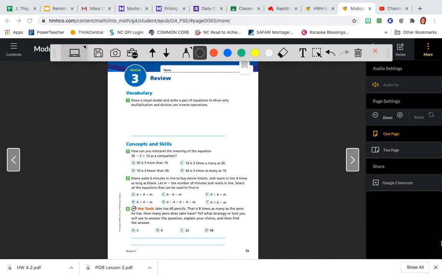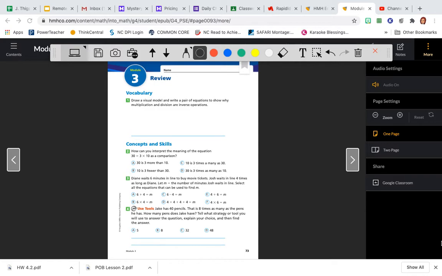Draw a visual model and write a pair of equations to show why multiplication and division are inverse operations. Remember, the inverse operations are the opposite. So if I'm multiplying, the opposite of that would be dividing. They undo each other. So let's just draw a simple array. There's really no right or wrong answer here. You can create your own equations.